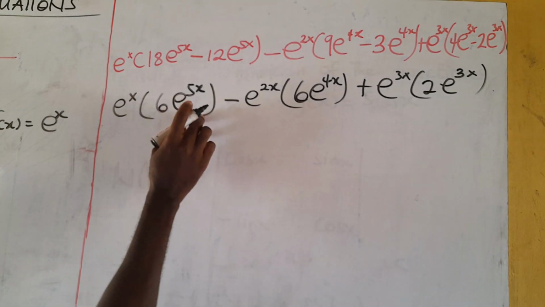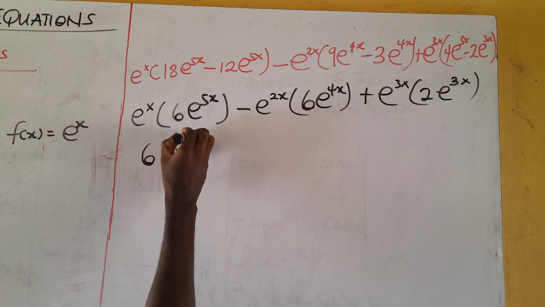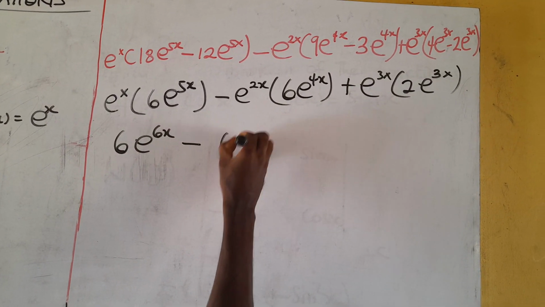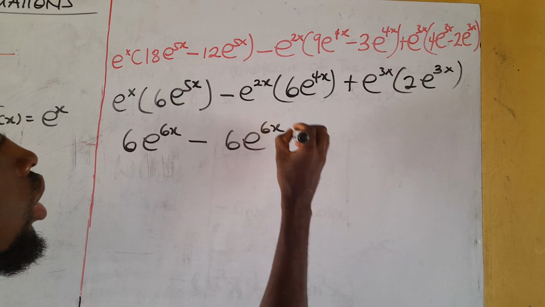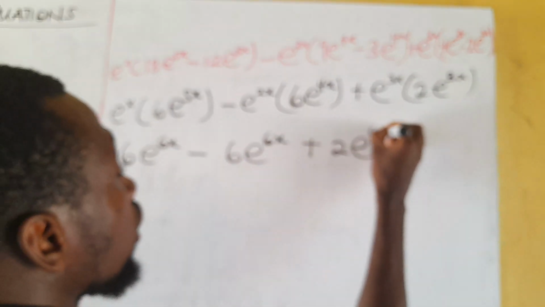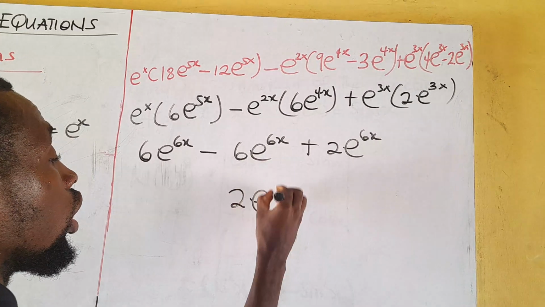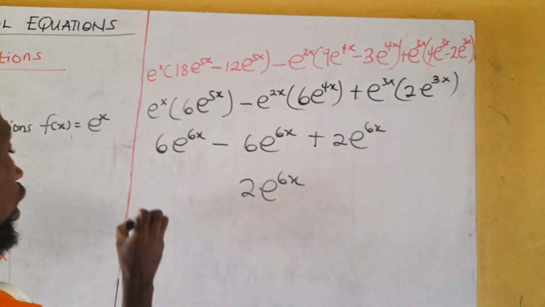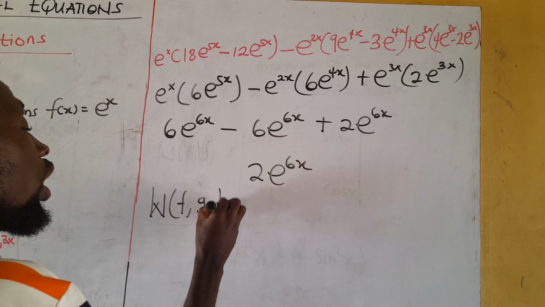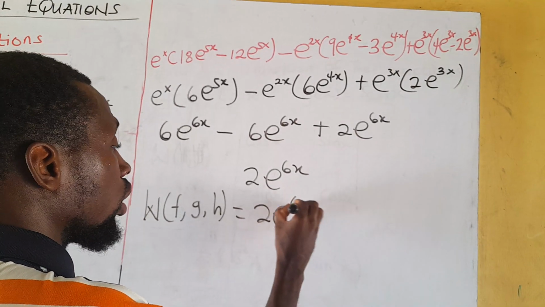So what do we do? We multiply again. Remember, the bases are the same. We can just add the exponents. So we'll get 6 e exponent 6x minus 6 e exponent 6x, then plus 2 e exponent 6x. So this minus this is 0. The final answer will be 2 e exponent 6x. So we can say the Wronskian of f, g, and h is equal to 2 e exponent 6x.